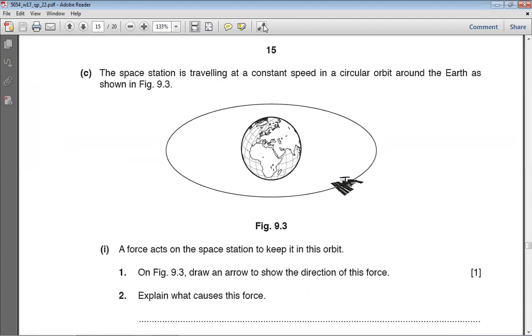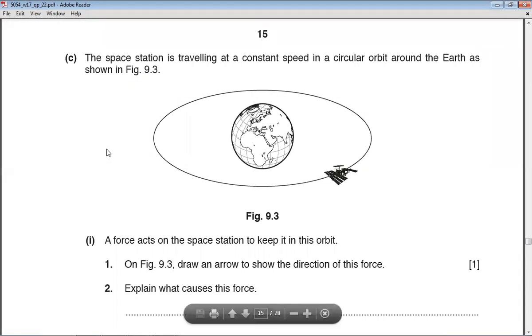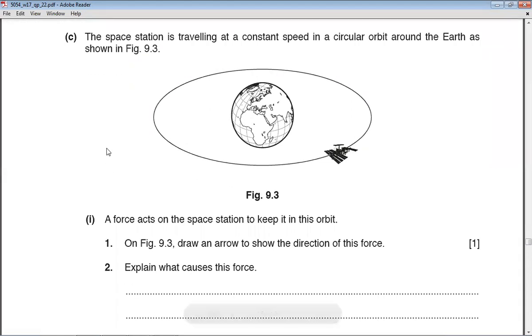He says that the space station is traveling at a constant speed in a circular orbit around the Earth, as shown in figure 9.3. So the space station is basically moving around the Earth like this. A force acts on the space station to keep it in this orbit. On figure 9.3, draw an arrow to show the direction of this force.